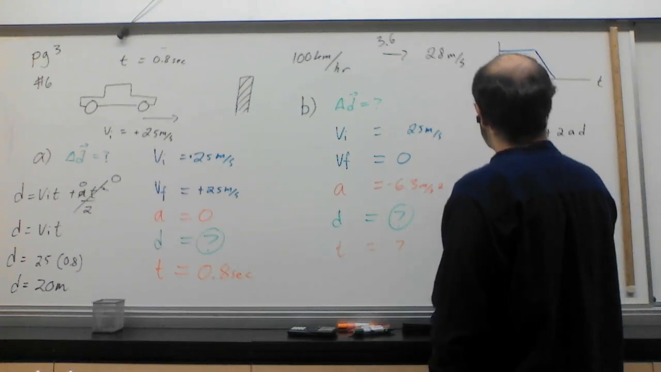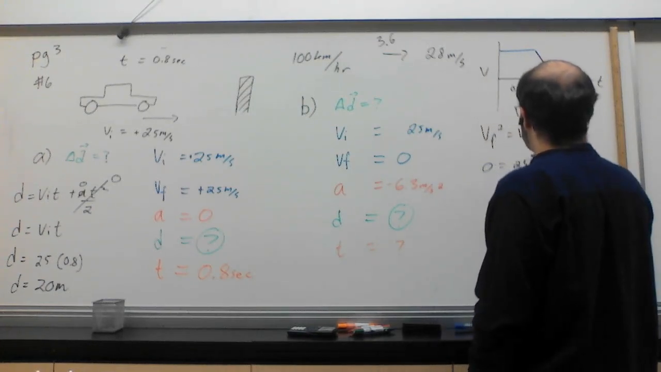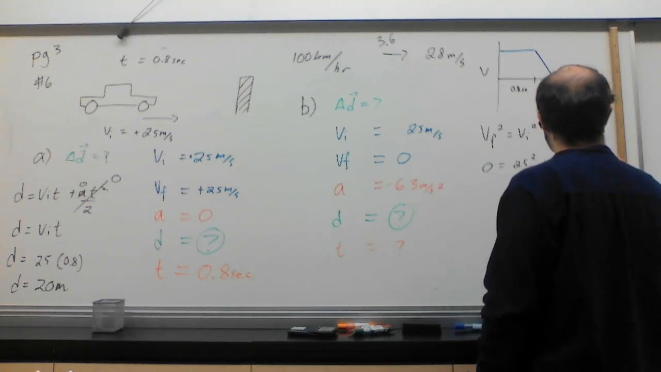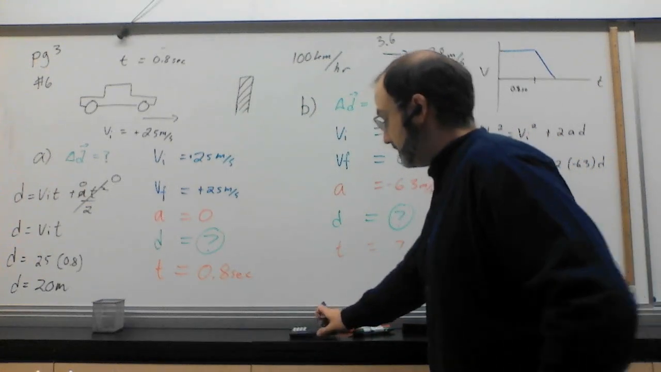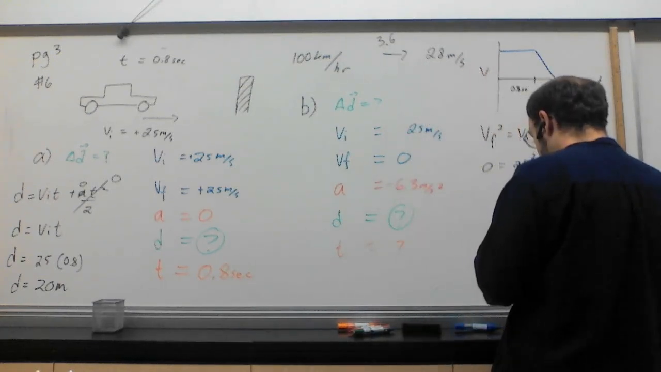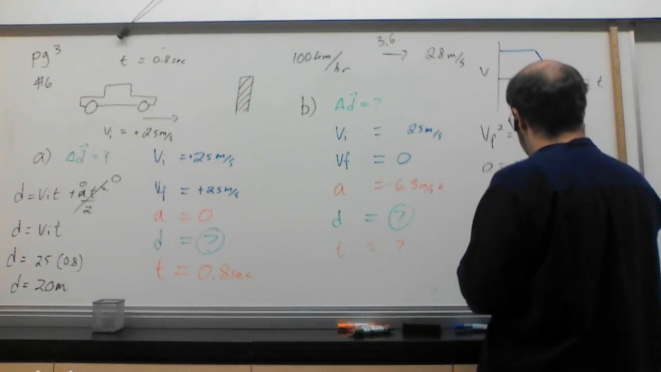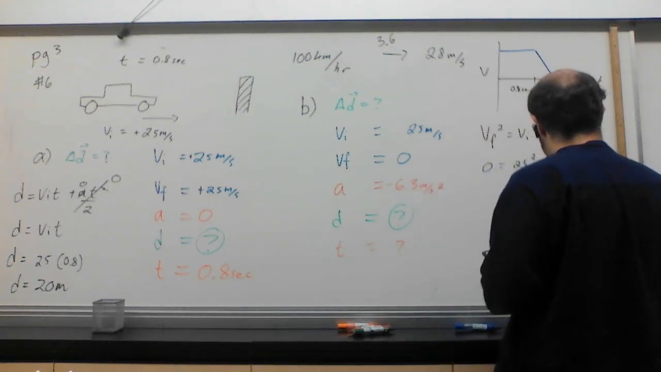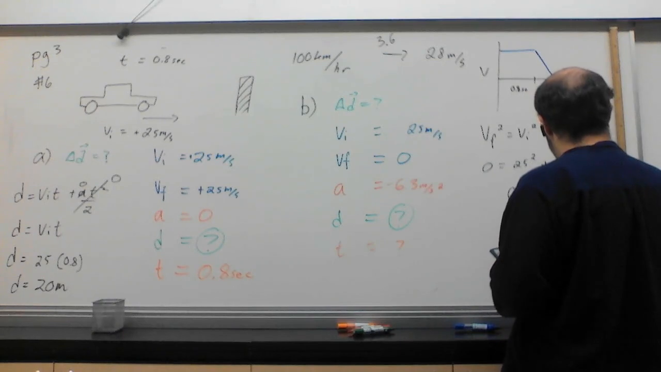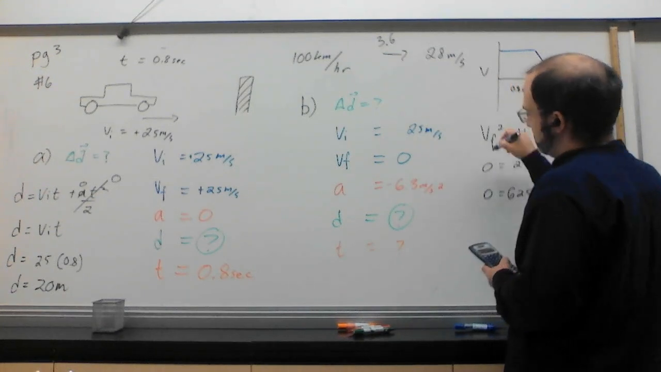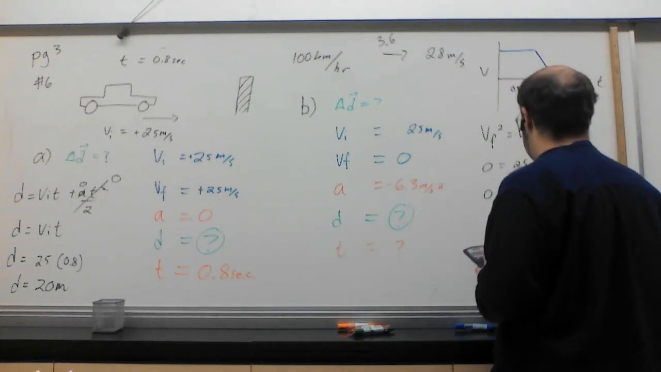So we start plugging in some numbers. 0 equals 25 squared plus 2 times negative 6.3, and D I don't know. Going to need our trusty calculator for this one. 25 squared is 625 minus, because there's a negative there, minus 12.6d equals 0. 0 squared is just 0. Everything, 0 is just 0.